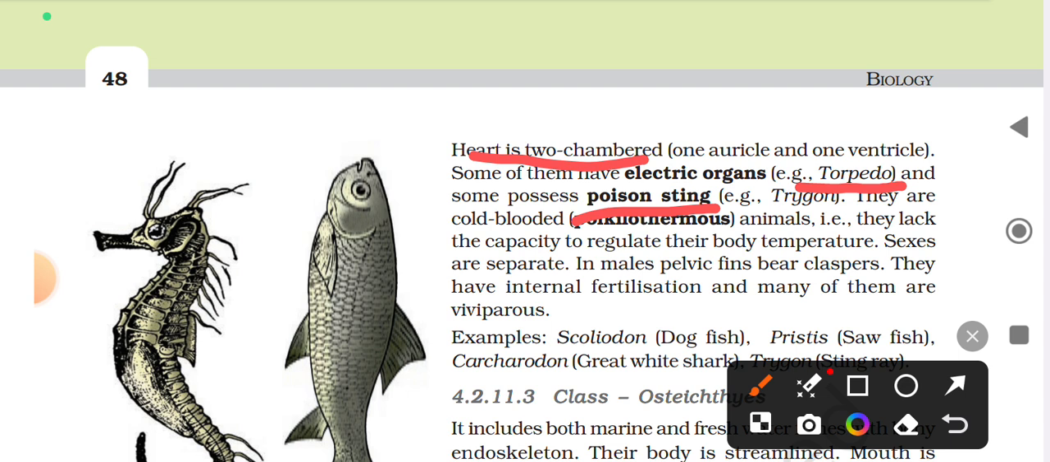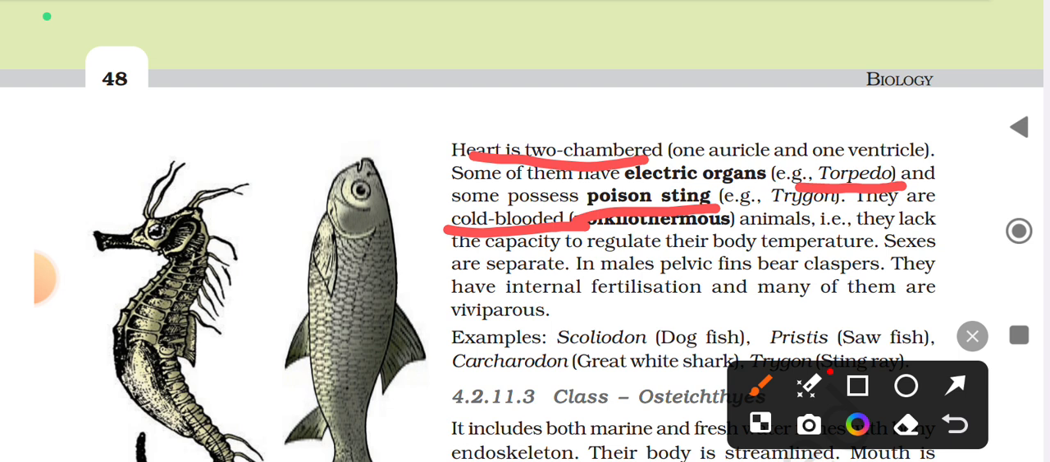I already told you that they are predators. Okay, they are cold-blooded. All the fishes, either Chondrichthyes or Osteichthyes, are cold-blooded, which we call poikilothermal animals. Poikilothermal animals lack the capability to regulate their body temperature, as we are warm-blooded. So all the fishes are cold-blooded, that means poikilothermal.